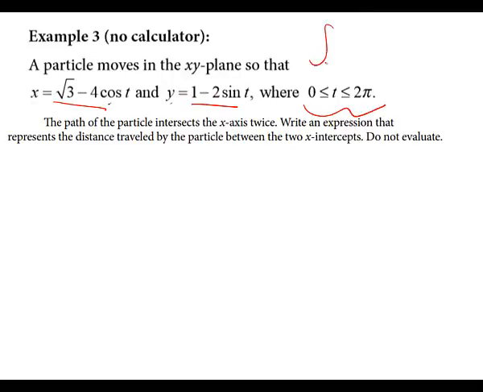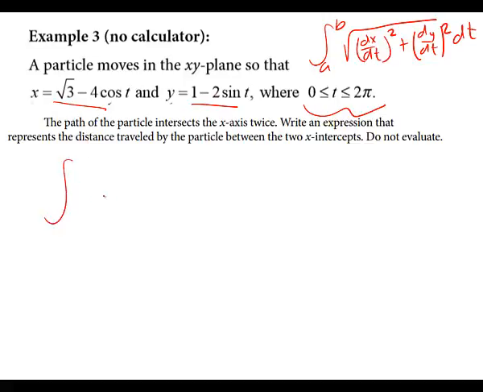Remember our distance traveled that we learned last week, okay? We have to go from some a to some b, and we take the square root of the derivative of the x component squared plus the derivative of the y component squared dt. Alright, so let's see if we can get our derivative pieces in there, and then we'll talk about the limits, because the limit is not from 0 to 2 pi.